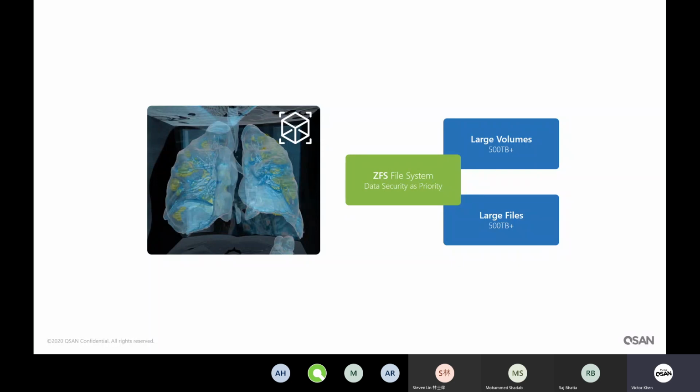And usually the maximum scale for the other vendors for one single volume or single large file is 200 terabytes only.